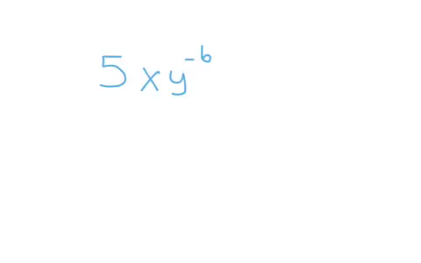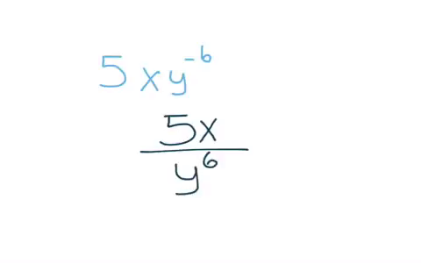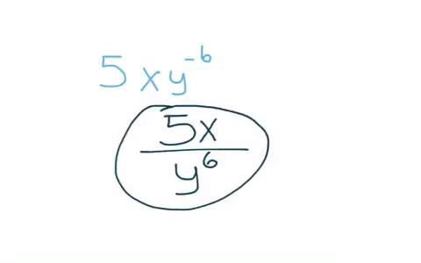This is where some of you want to put all of this in the denominator, but remember you only put the base with the negative exponent. So this would become 5x would still stay in your numerator, y to the 6 would go to your denominator, because only the base that has the negative exponent is where you change the location.